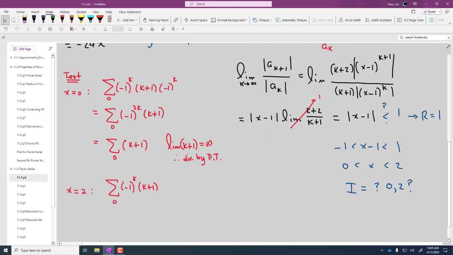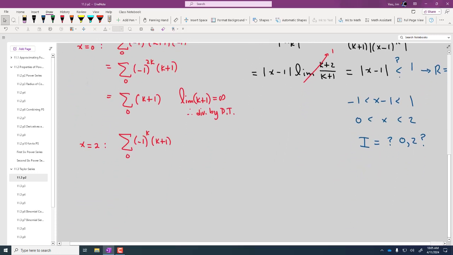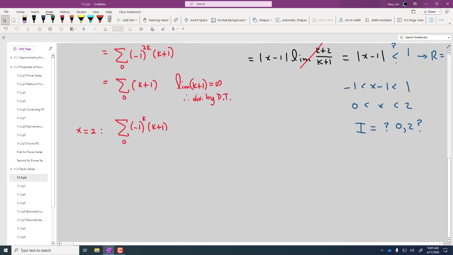And if we come up here and we plug in a 2, 2 minus 1 is 1. 1 to the k is 1. 1 raised to any power is 1. So we end up with just that. So that times 1. What kind of series is this? Alternating. And with an alternating series, a sub k does not include the switch. So that's what we're going to consider a sub k.